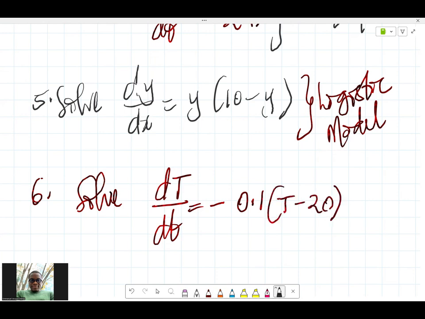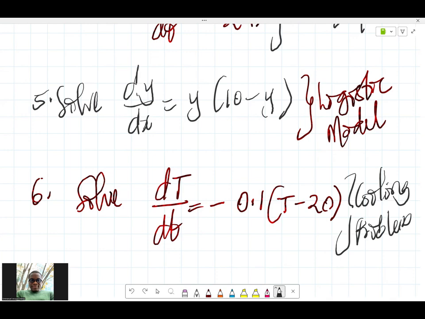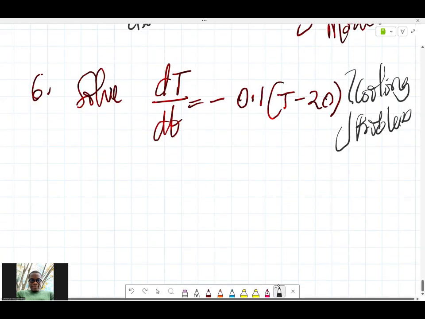So this is actually a cooling problem. Negative tells you it's cooling, right? If this sign was positive, that would be a heating problem. Okay, so that is also possible. And this is also going to involve separation, resolving into partial fractions, before you can integrate.